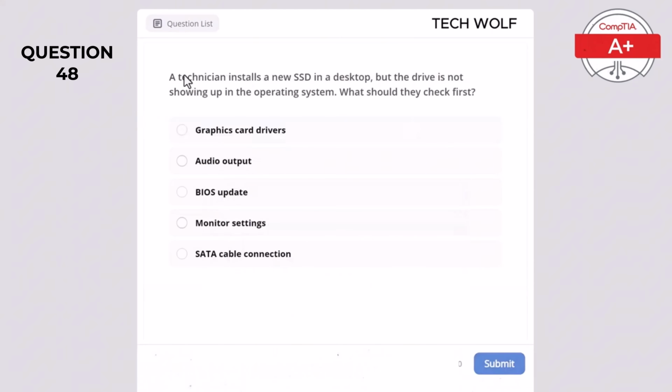And next question. A technician installs a new SSD in a desktop, but the drive is not showing up in the operating system. What should they check first? Graphics card drivers, audio output, BIOS update, monitor settings, or SATA cable connection? And the correct answer here is SATA cable connection.